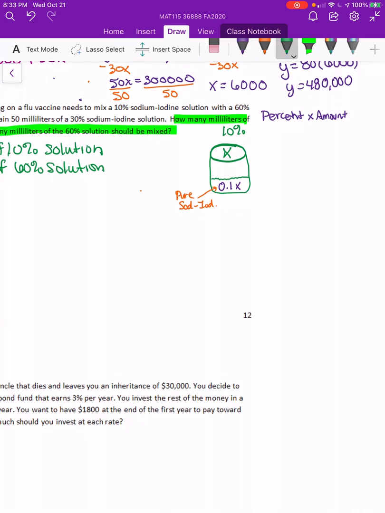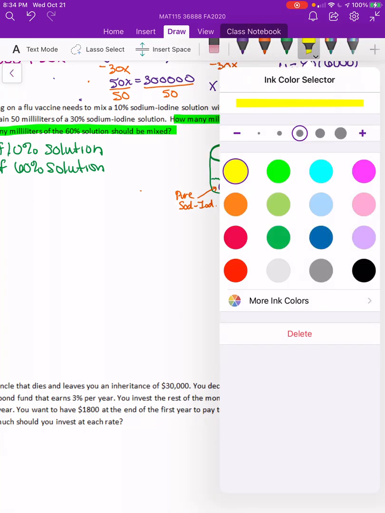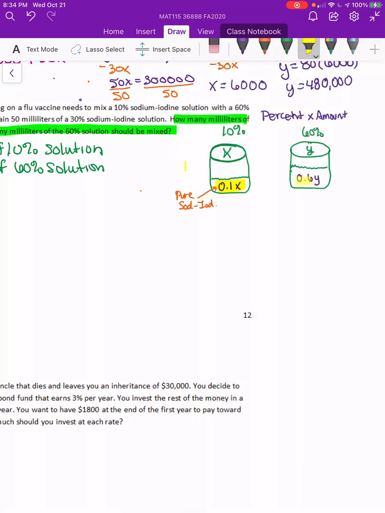Okay, so then we're going to have another vial, and that other vial is going to have, we don't know how much, but we set up the variable Y to stand for the total amount of liquid that's in that one. And then again, that one is going to have a 60% solution, so more of that is going to be the pure sodium iodine. If we want to know how much it is, we would take 60% of that. So 60% of Y is going to be 0.6Y. Okay, and again, these two represent the amount of pure sodium iodine.